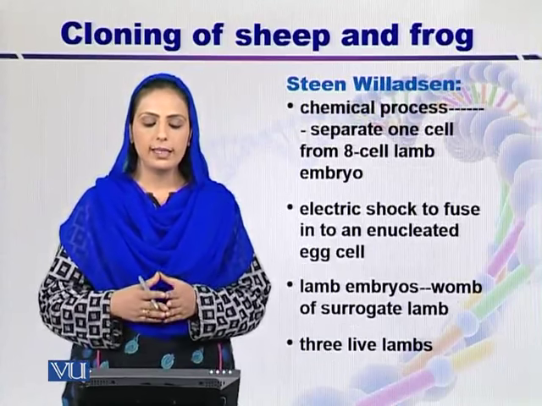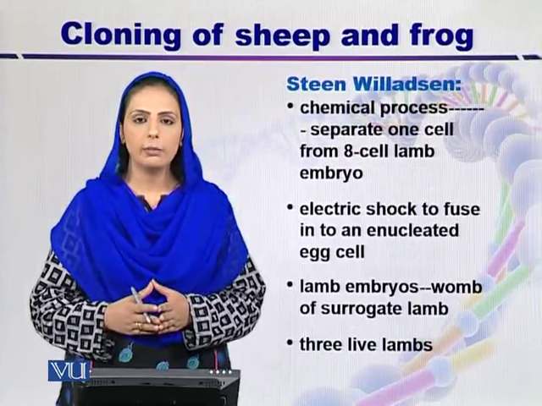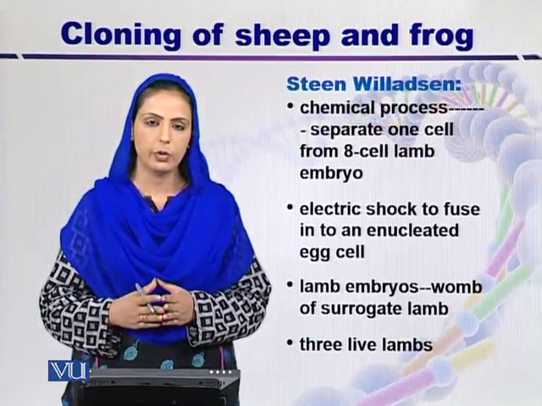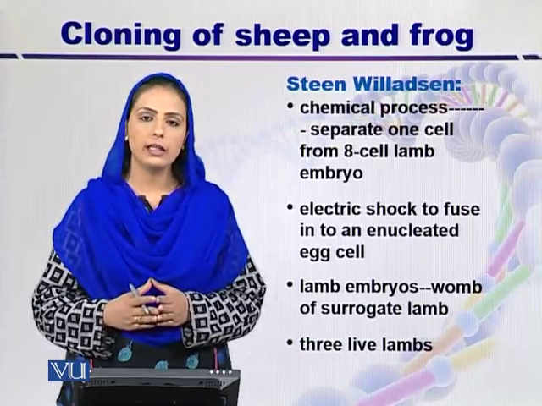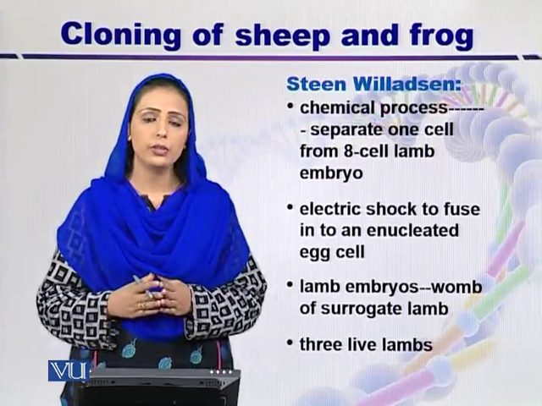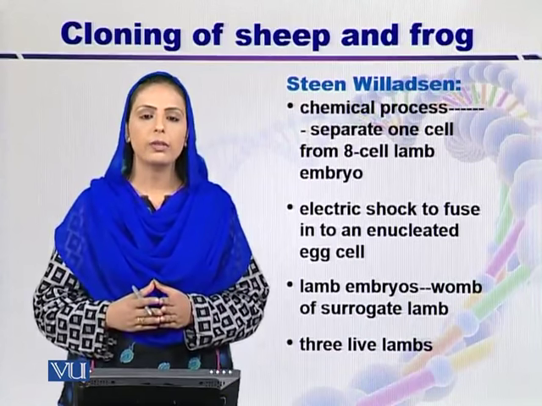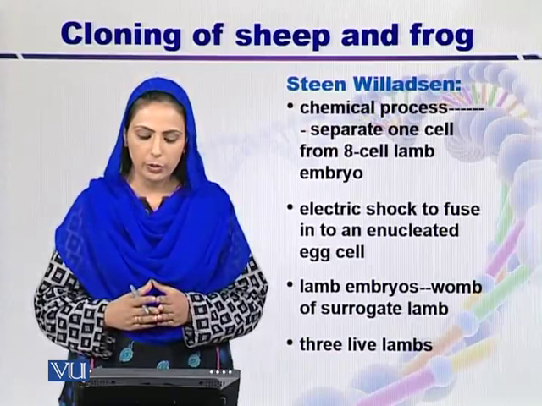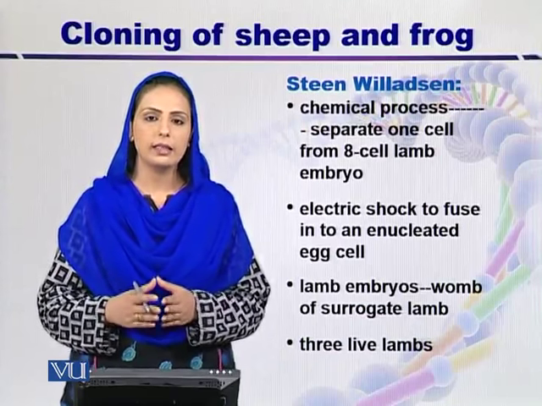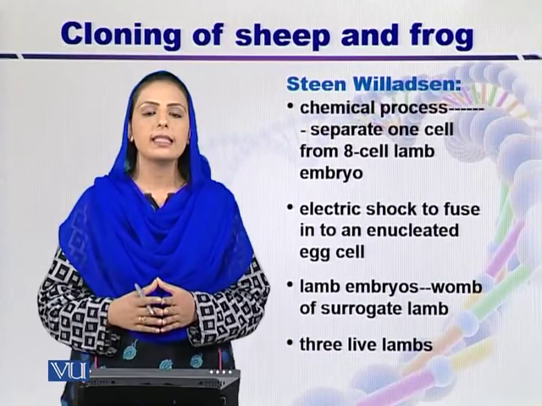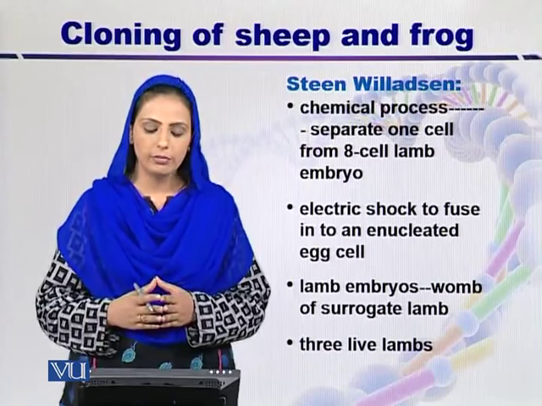Then Steen Willadsen used a chemical process to separate one cell from the 8-cell lamb embryo, and later used an electric shock technique to introduce this cell into the enucleated egg cell, and from this they developed 2 lamb embryos which were then inserted into the surrogate lamb mother. This gave birth to 3 live lambs.